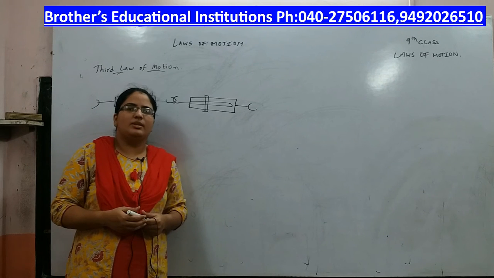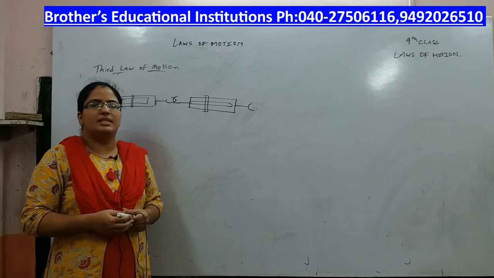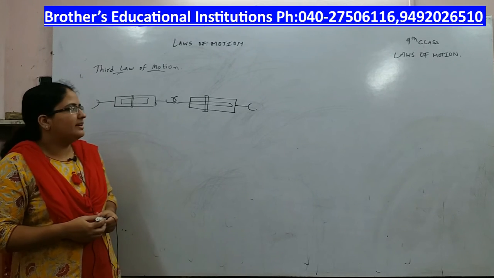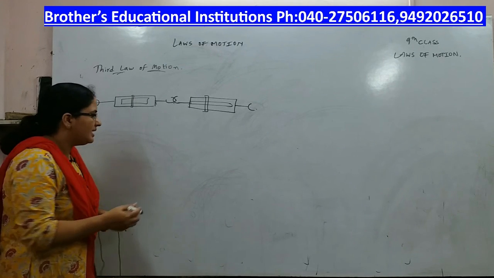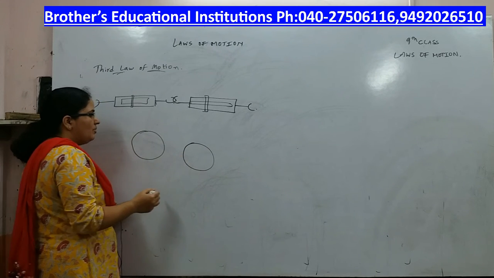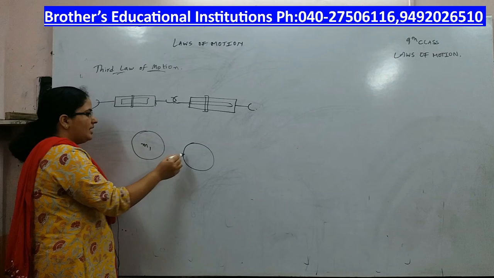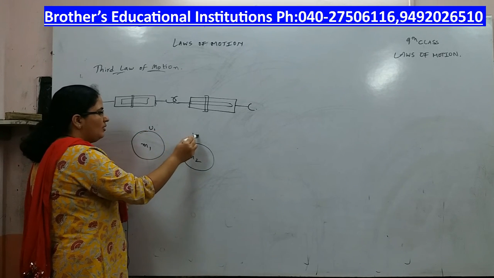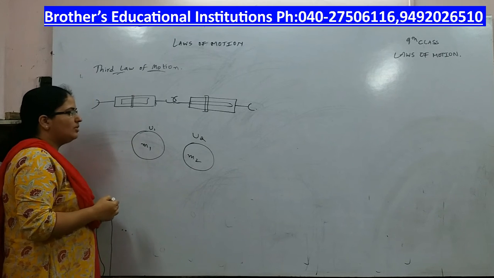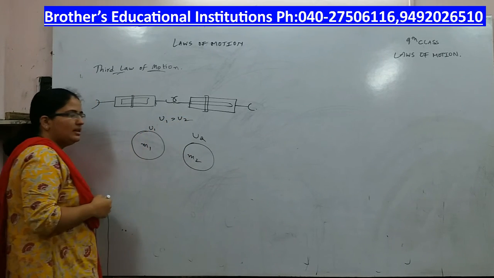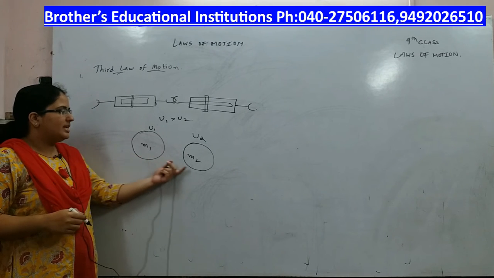This is Newton's third law of motion, which states that every action has an equal and opposite reaction. It acts on two bodies. Let us say there are two balls of different sizes, with masses m1 and m2. Let us say one is moving with velocity u1 and the other is moving with velocity u2. Suppose u1 becomes greater than u2, what happens? This body goes and hits the other body.